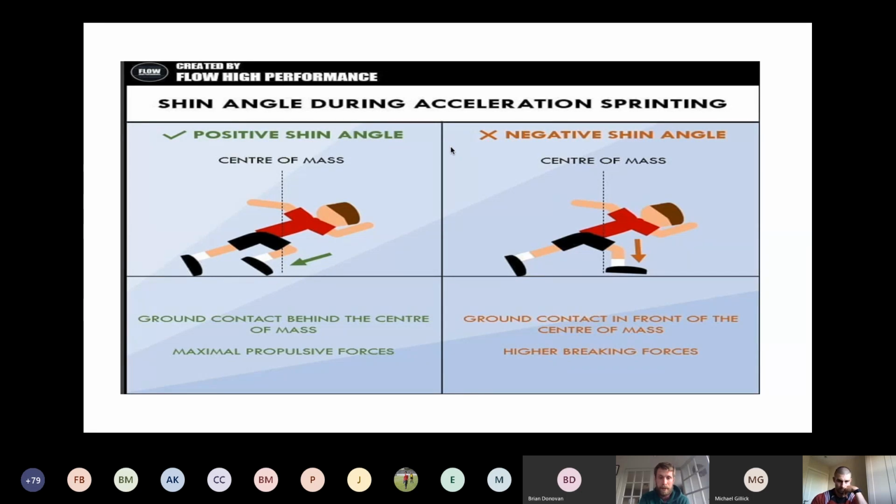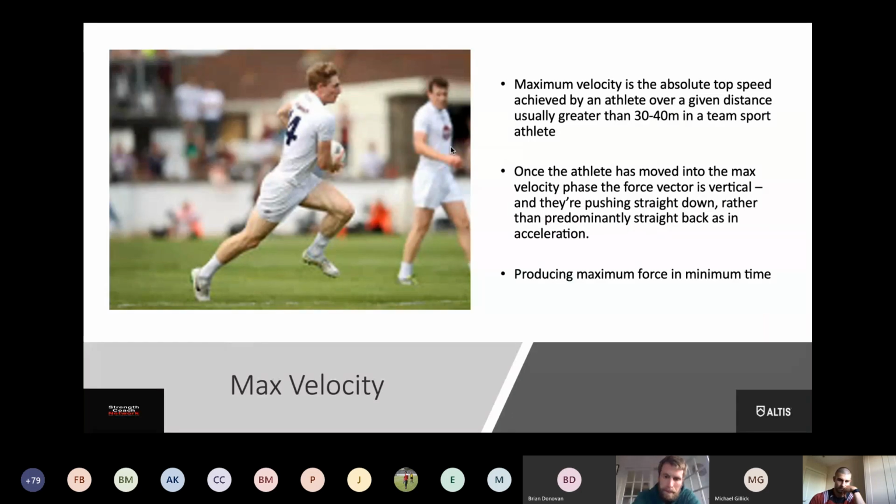We have our gold standard, the positive shin angle, and then we've got our mistakes. One of the more common mistakes to look out for is that negative shin angle. Again, to re-emphasize, it's the knee drive and that strike behind the center of mass that are the main points in your acceleration that you want to look for, and obviously moving horizontally as well. So we'll transition on into max velocity.